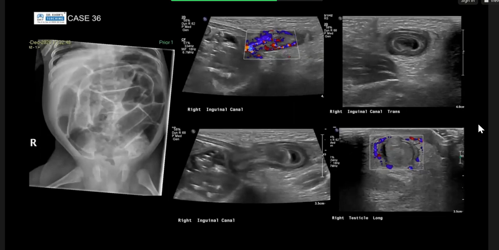Case 36, we've only got 2 more cases. I know we're running over slightly, so those of you who can stay, we've only got 2 more cases, and then we'll be finishing, and I'll do some questions at the end.